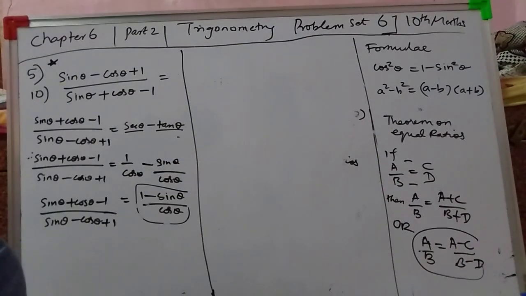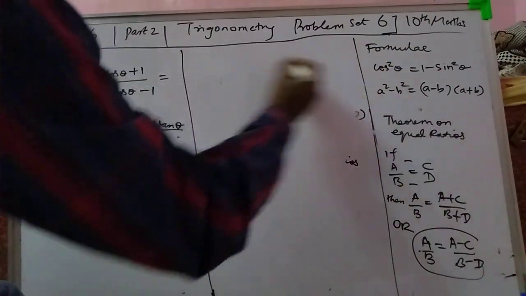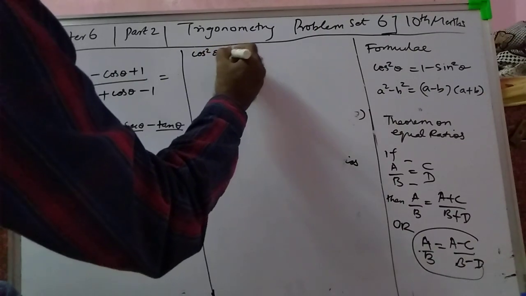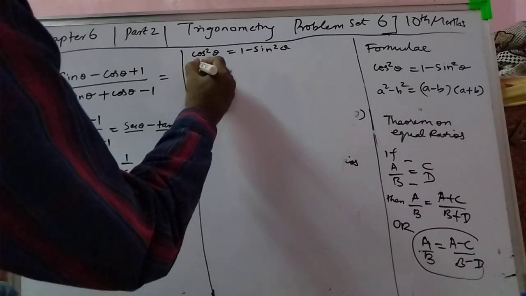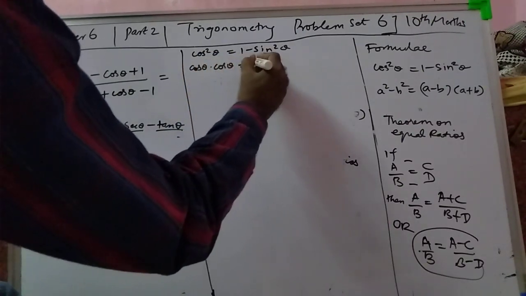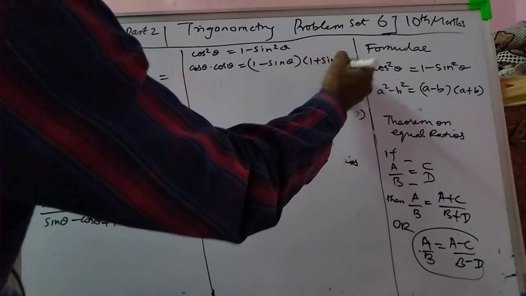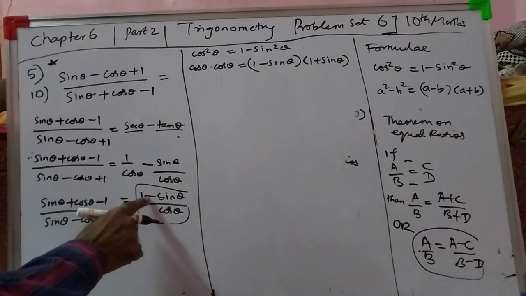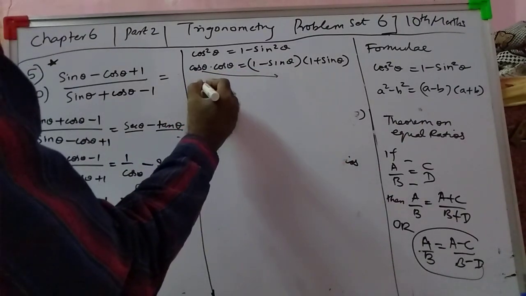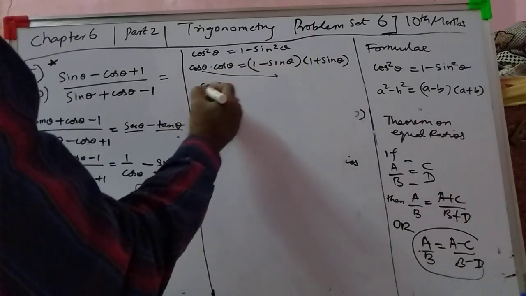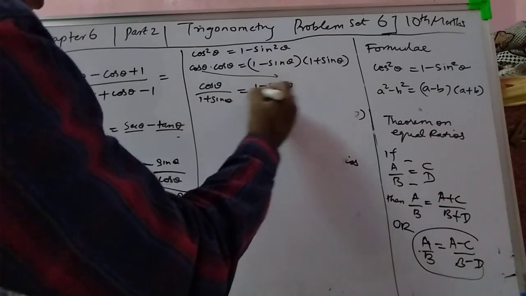Now see this part. Okay, we got up to here. Now we will use this formula. Cos square theta is 1 minus sin square theta. We split it in two parts. Cos square theta is (1 minus sin theta)(1 plus sin theta). We want this part here, 1 minus sin theta upon cos theta. So bring this here. So it will become cos theta, and bring it here, 1 plus sin theta, is equal to 1 minus sin theta upon cos theta.